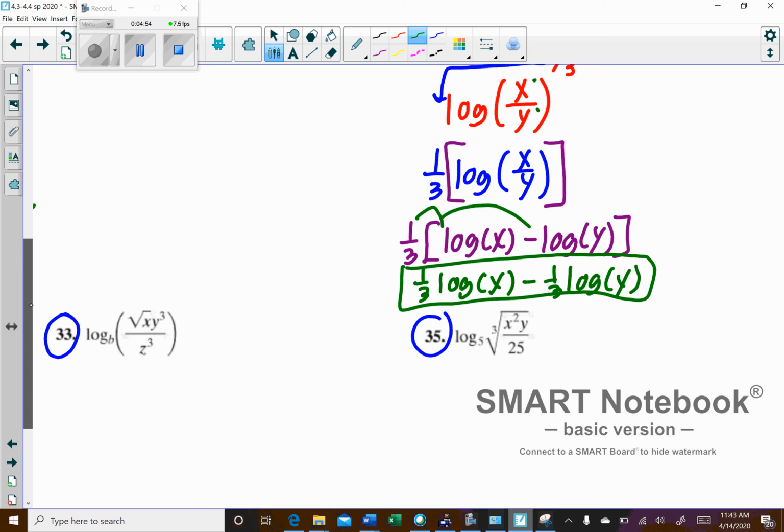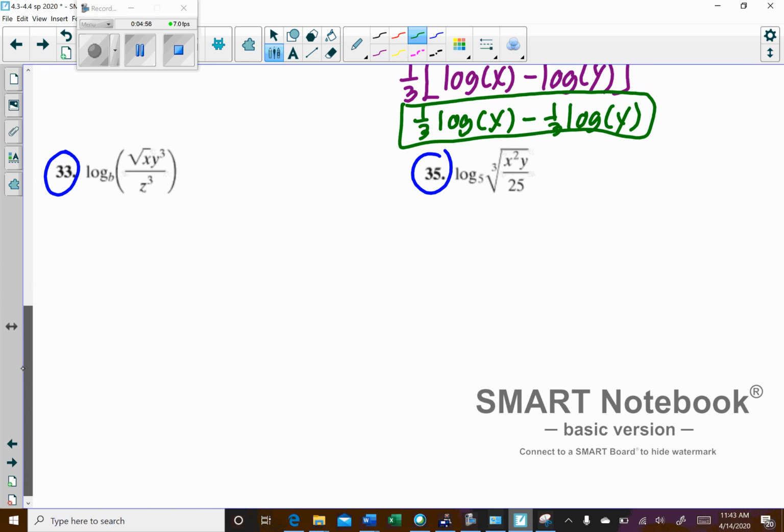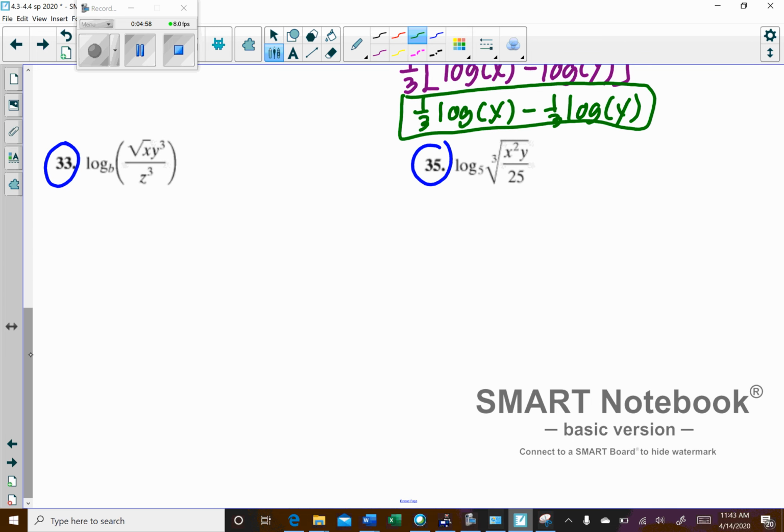Okay, looking at 33. 33 is actually pretty similar to one we already did, so I'll go ahead and skip that one. Let's look at 35. So 35, once again, I have that cube root right there. So I'm going to have log base 5 of x squared y over 25 raised to the 1/3 power.